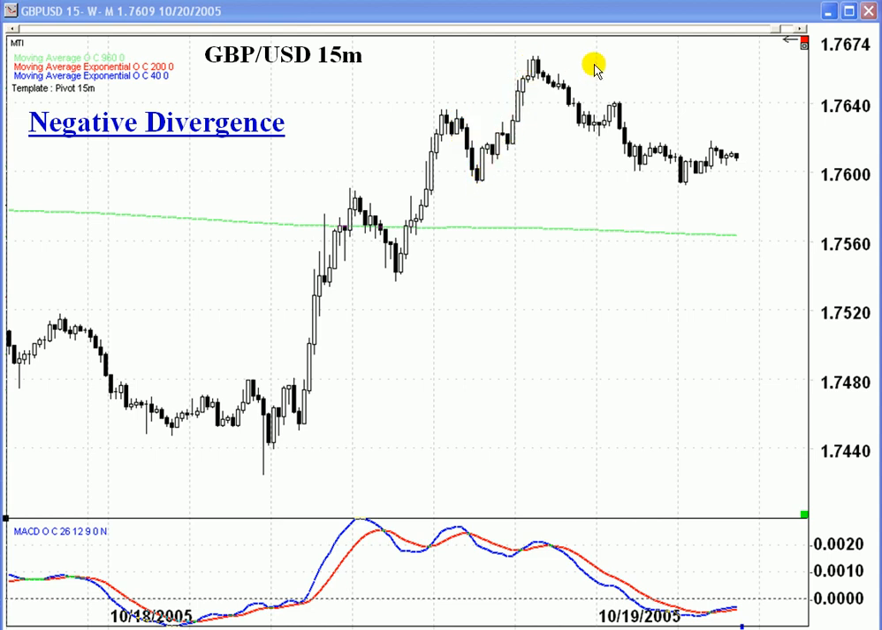And the lesson here is that MACD divergence is not a holy grail, that price can continue in the same direction that it has been trending. What I like here is how this low came modestly lower than this low, before this high was formed.